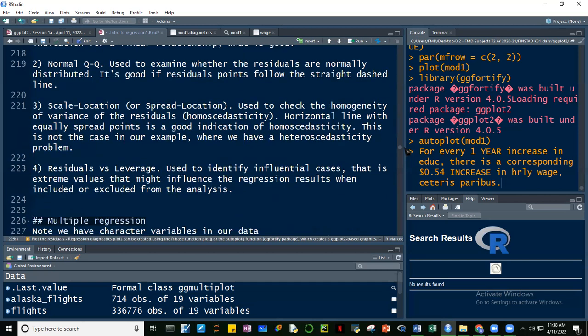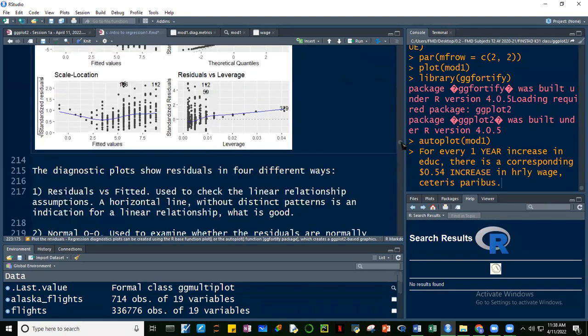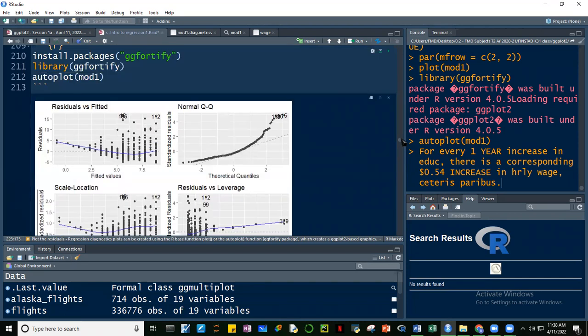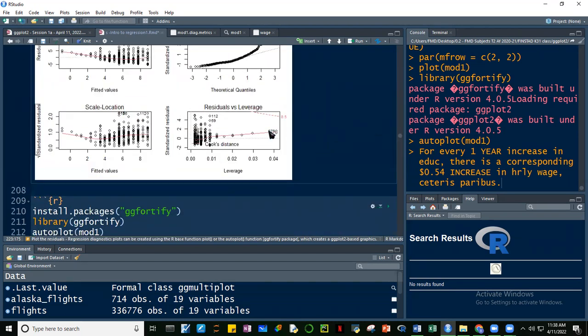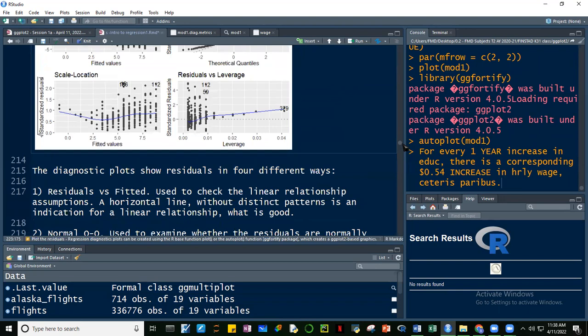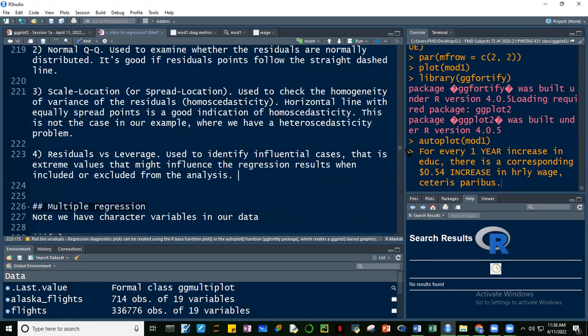And then ito din, guys, ito yung sinasabi ko sa inyo, yung residuals versus leverage. It identifies influential cases. Extreme values that may influence the regression results. So may naka-identify dito based on Cook's distance. Yan, so si 379, si 112, at saka si 59. So these are points that you should look into because they may be influential points and they deserve further investigations.